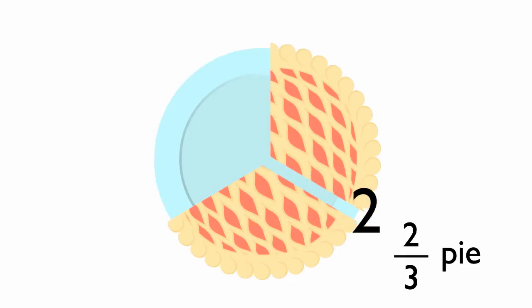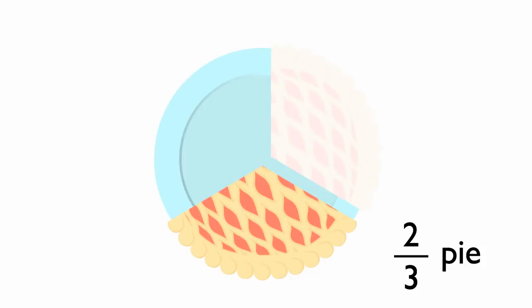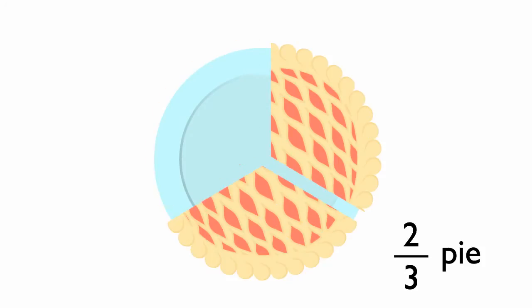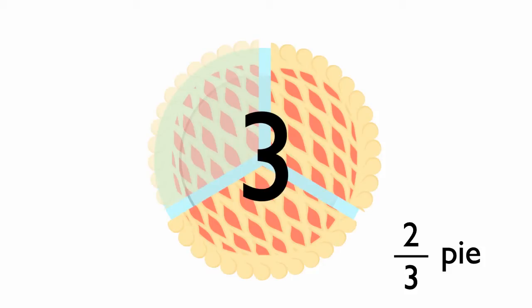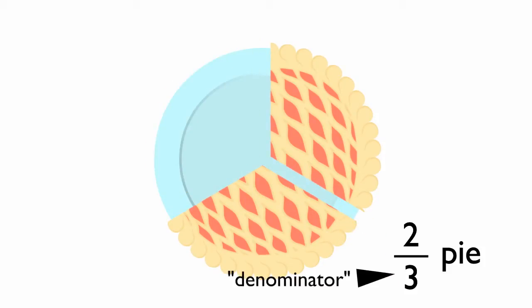That number becomes the numerator. That's the number on top. The pie was divided into 3 slices total. 1, 2, 3. This number becomes the denominator, the number on the bottom. 2 out of 3 slices are remaining. That is 2/3 of a pie.